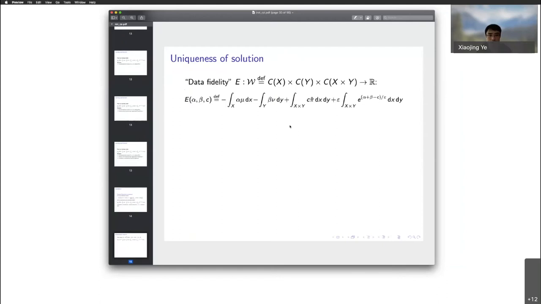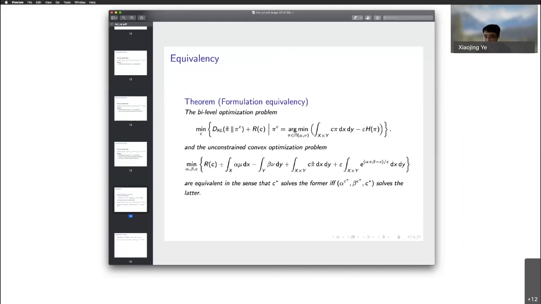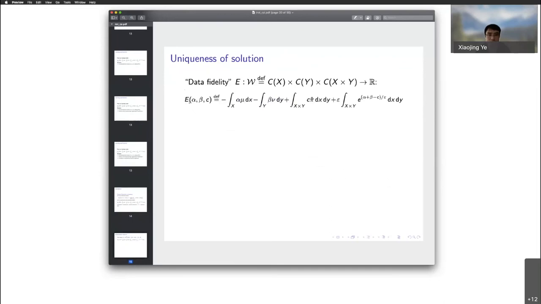And if you did some modeling using PDEs or variational models, you know that a typical way of forming an inverse problem is to have this regularization term and also a data fitting term, right? So right now we have the regularization term, which we can impose later on, but what's left can be considered as the data consistency term or data fidelity term. So we just aggregated all these terms, put them together as this E of alpha, beta, C, and this turns out to be the data fidelity.